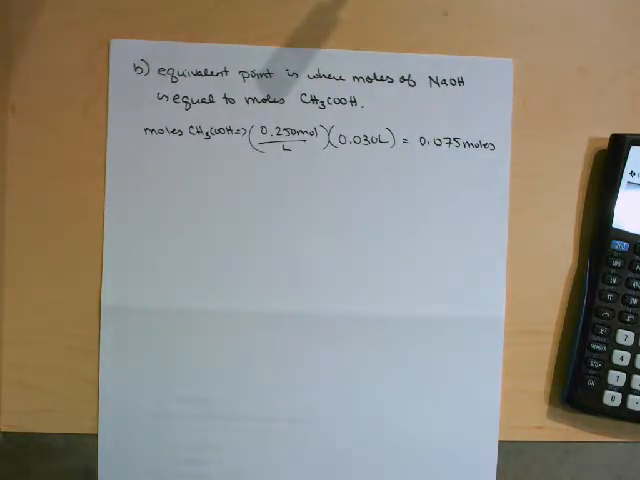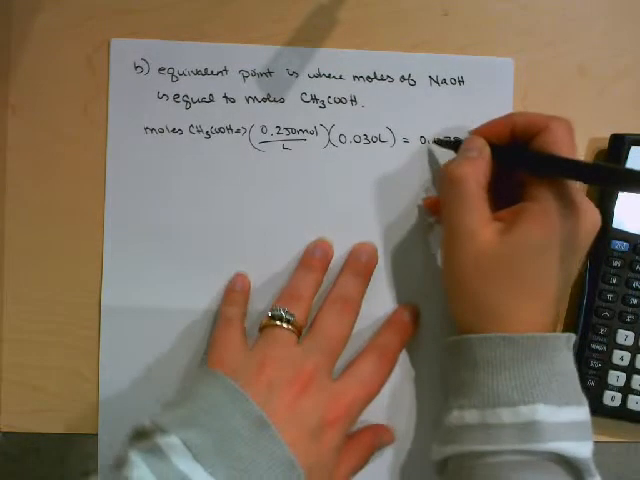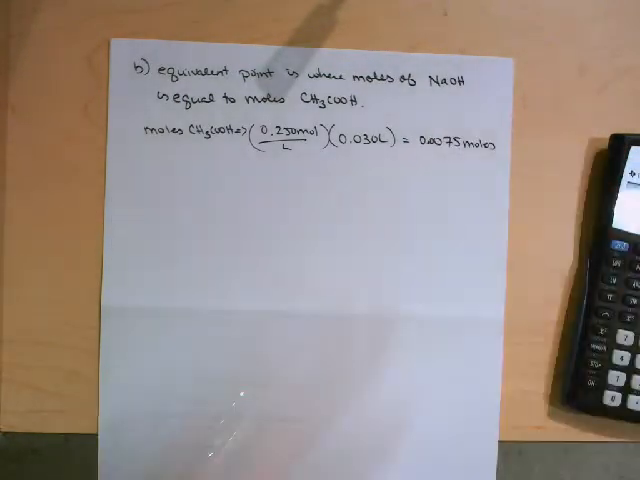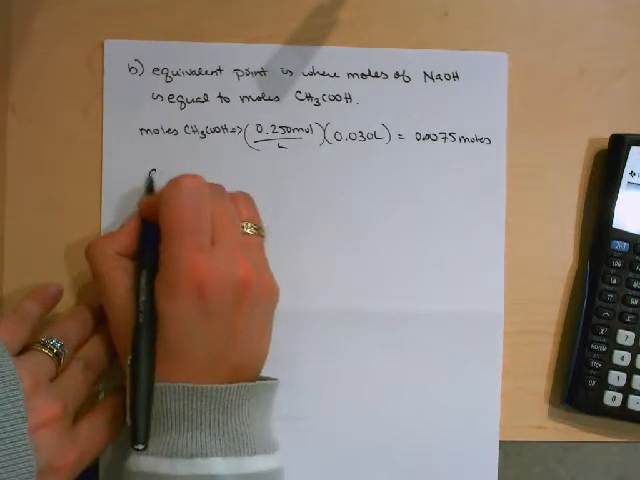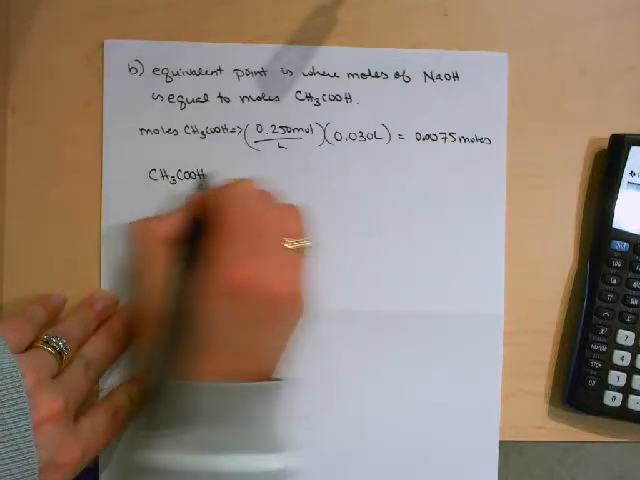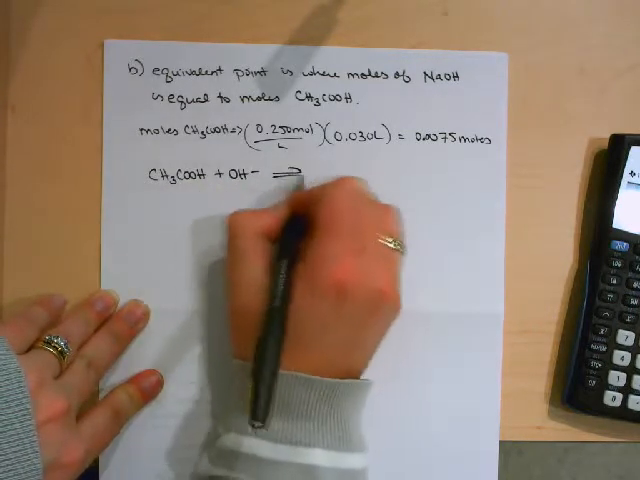Alright, so if I know I have 0.075 moles of acetic acid, what can I now set up to fill in? The ICE chart, right? So what are my two reactants now? Oh. Yep. What did I get for coming up with a problem off the top of my head? Okay. 2 zeros. Yep. So I'm going to have CH3COOH and the hydroxide.